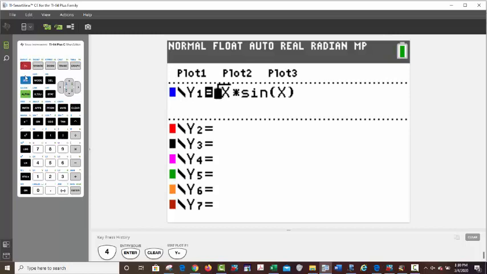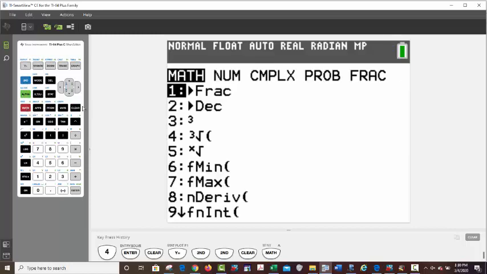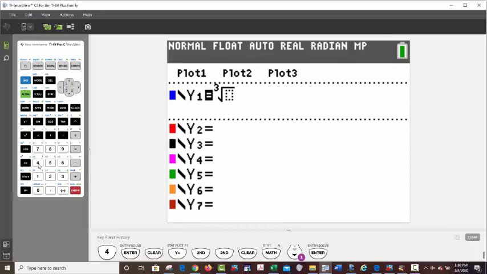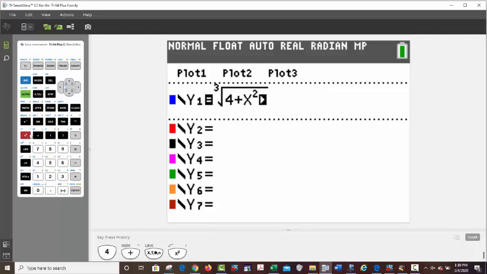It's going to be the cube root. Wait, let me clear this out and find that cube root function. Or I can just raise it to the 1/3, but yeah, I knew there was a cube root function there. 4 plus x squared. Oh, not times. All right, now I think I got it.